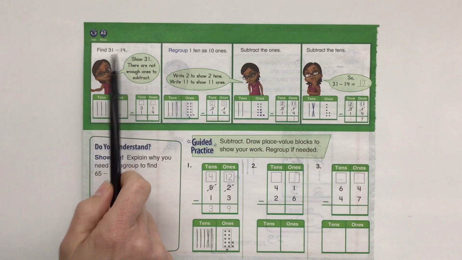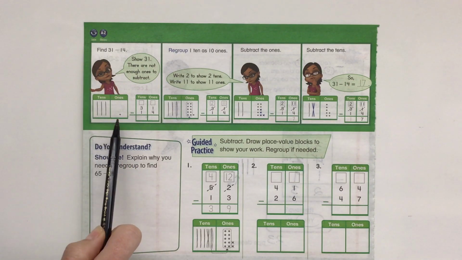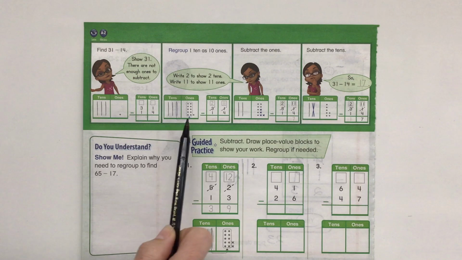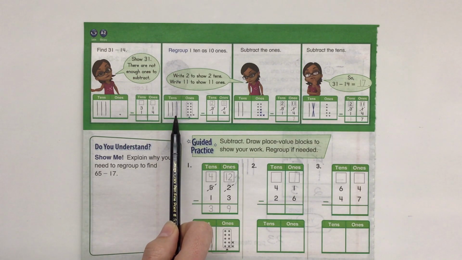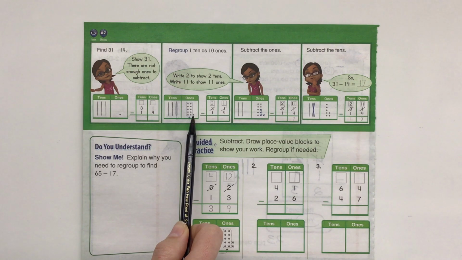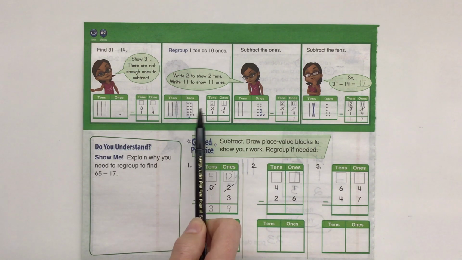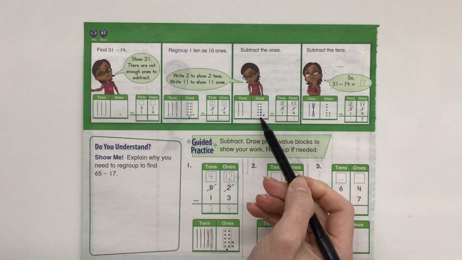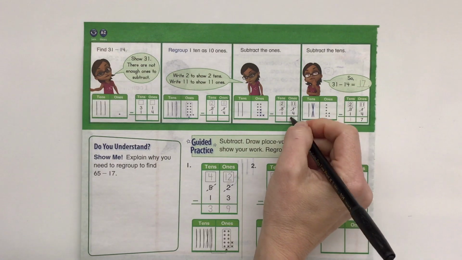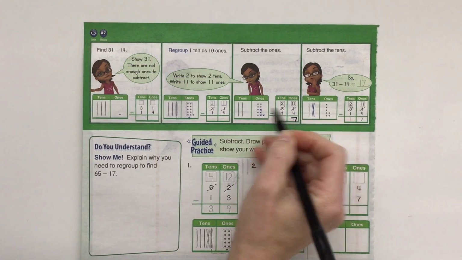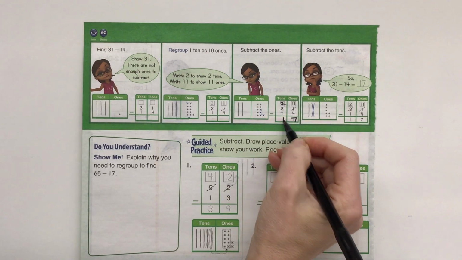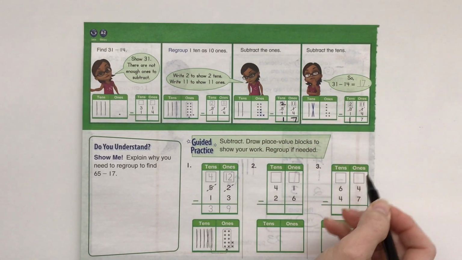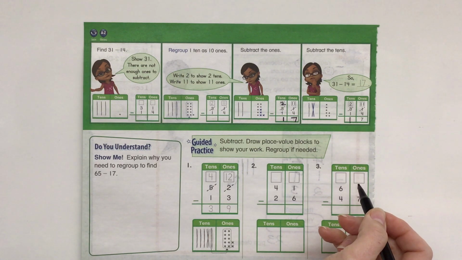Find 31 minus 14. So we have 10, 20, 31, and we have to subtract 14. Well, we only have 1 in the ones place, so we're going to have to unbundle a group of 10 and add it over here to make it 11. And then 11 minus 4 gets us to 7. And we had 3 bundles of 10, but now we only have 2. So we're down at 2, and 2 minus 1 is 1. So we get our answer of 17.